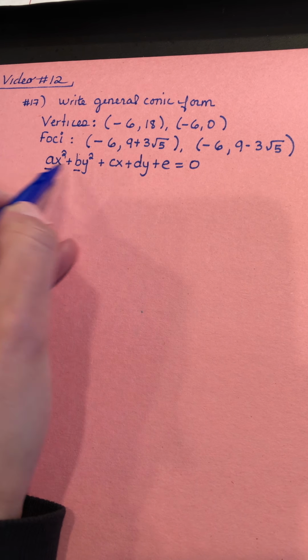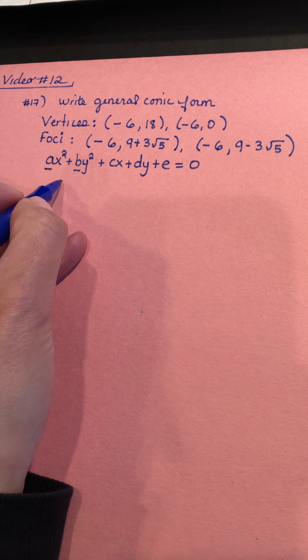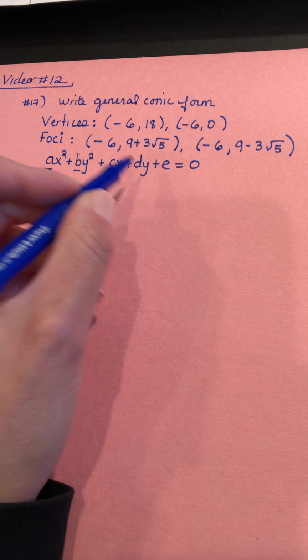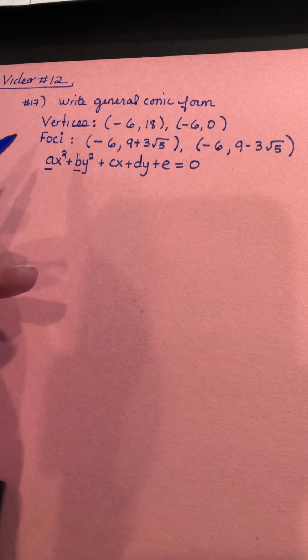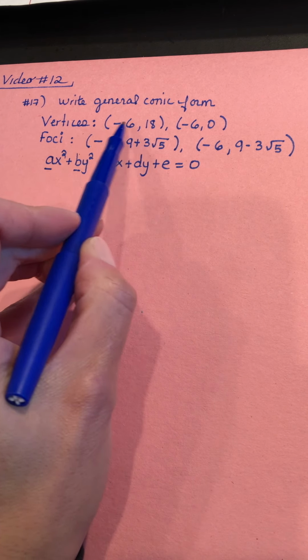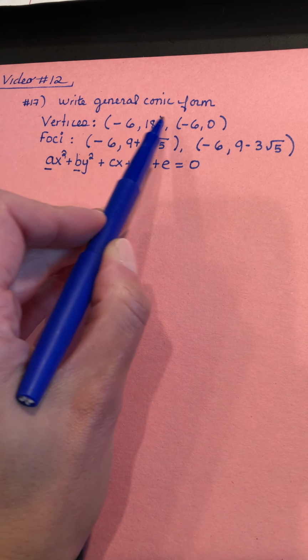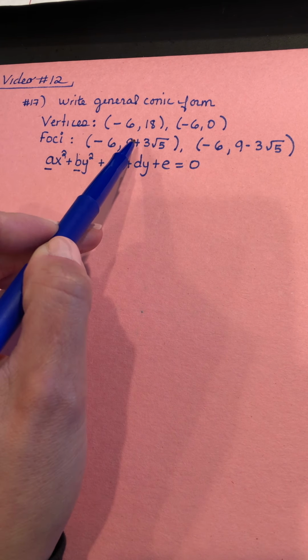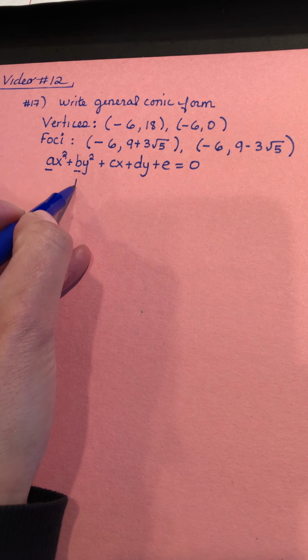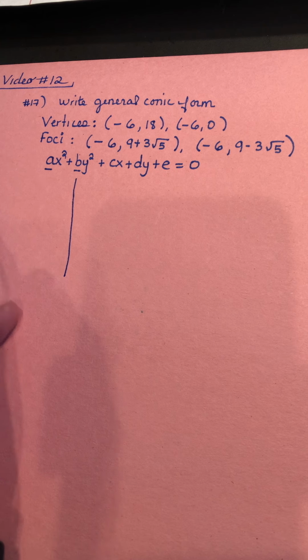And before we can put anything in general form, we're going to have to put stuff in standard form, and then we'll multiply it out. All right, so let's get going here and let's see what the clues are. It tells me the vertices. Remember, my vertices are on my major axis, and it tells me my foci, which are also on my major axis.